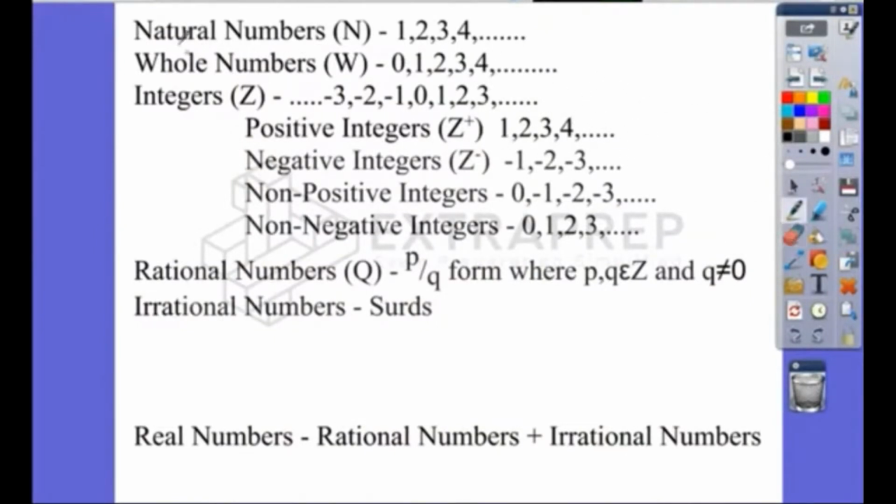So the different kinds of numbers start with natural numbers, denoted by N, where 1, 2, 3, 4, and so on, up to infinity are said to be natural numbers. Whole numbers are the set of natural numbers with 0 included. So 0 included to the set of natural numbers are said to be whole numbers.